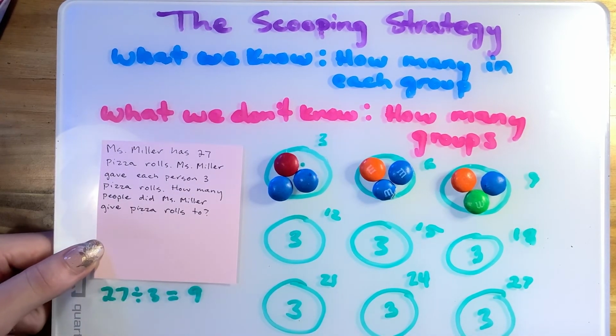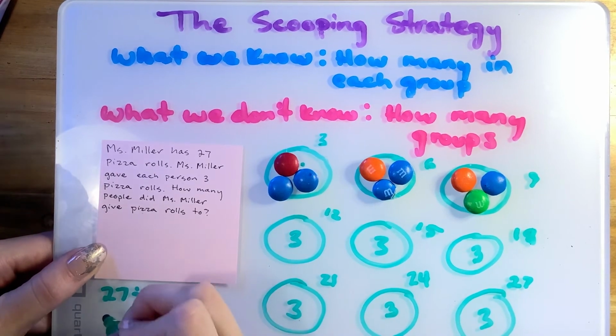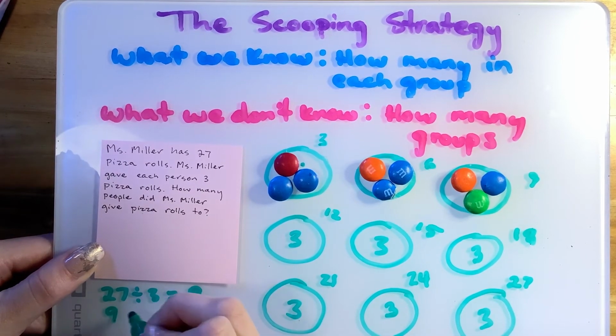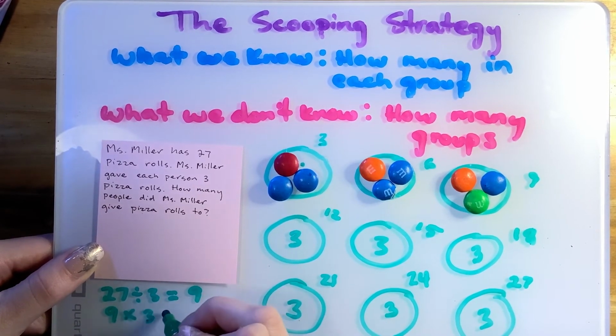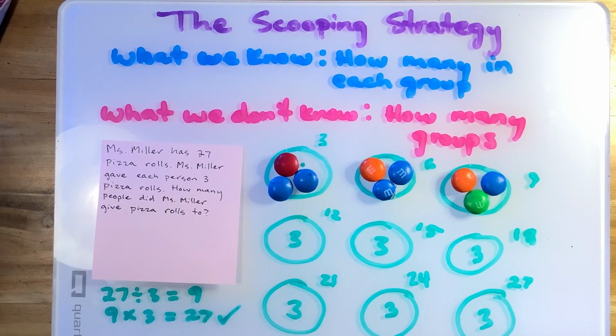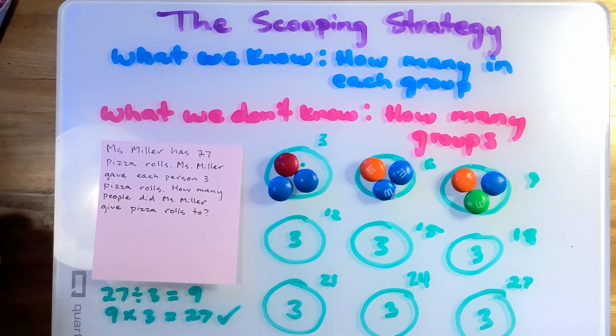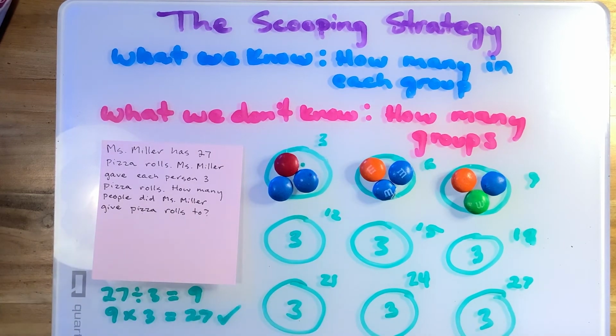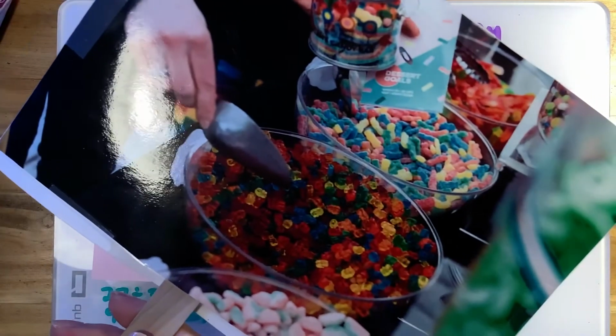And just like we did on the last example, I'm going to check that using a multiplication fact. 9 times 3 equals 27. So check. That is right. This was the scooping strategy of division. Hopefully this video has helped you understand the difference between the dealing strategy and the scooping strategy for division.